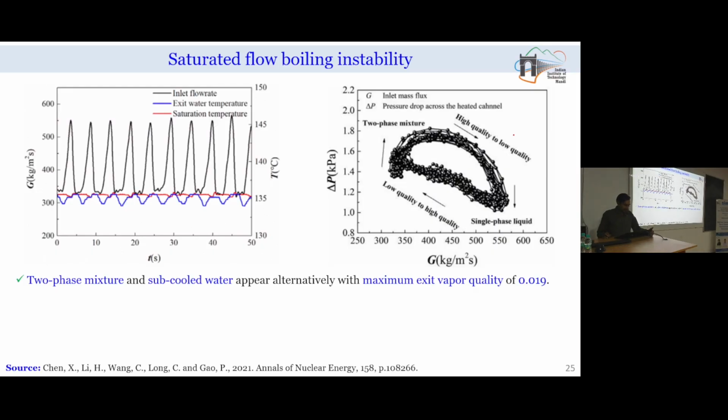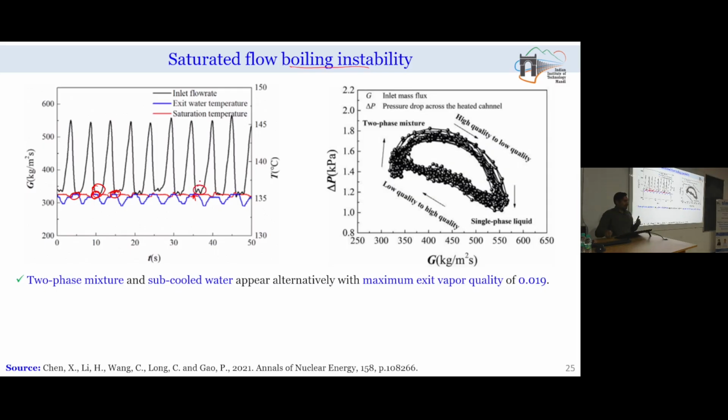Then this is another situation where we are having saturated flow boiling. Here you can see the exit temperature of the water is actually close to the saturation temperature. But it is not throughout close to the saturation temperature. For some instant it reaches saturation temperature, then all of a sudden it falls. Why is it falling? Because the situation when it is maximum, corresponding to that your mass flow rate is minimum. So when temperature is reaching close to the saturation temperature, corresponding to that mass flow rate is minimum.